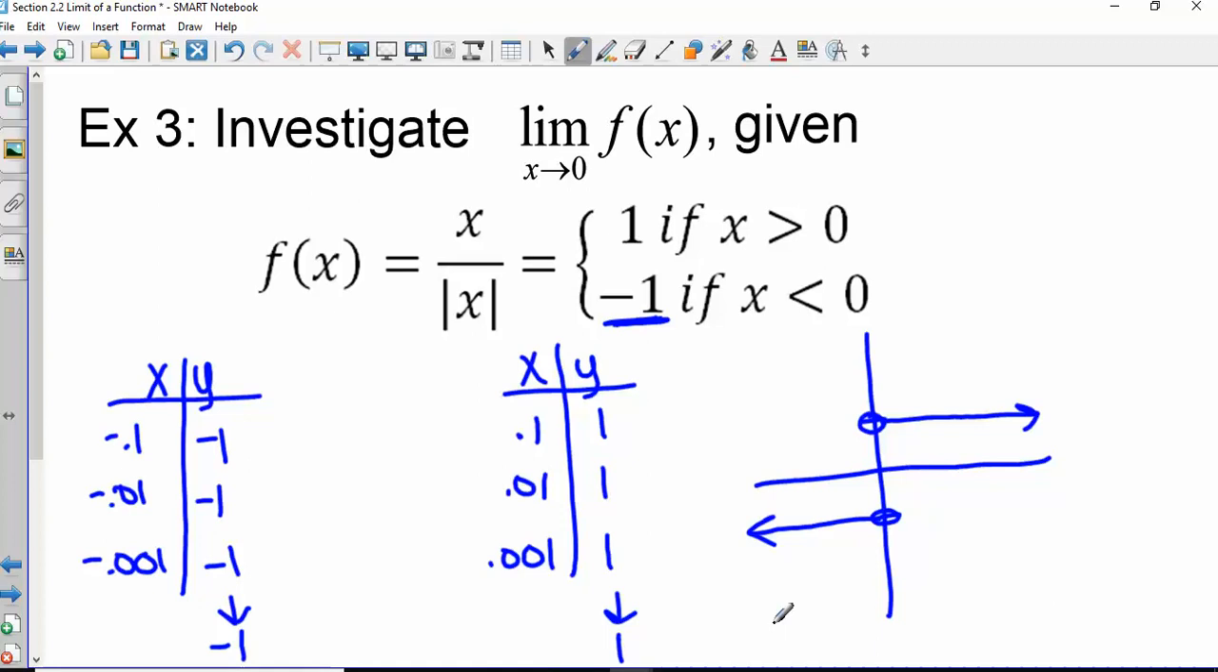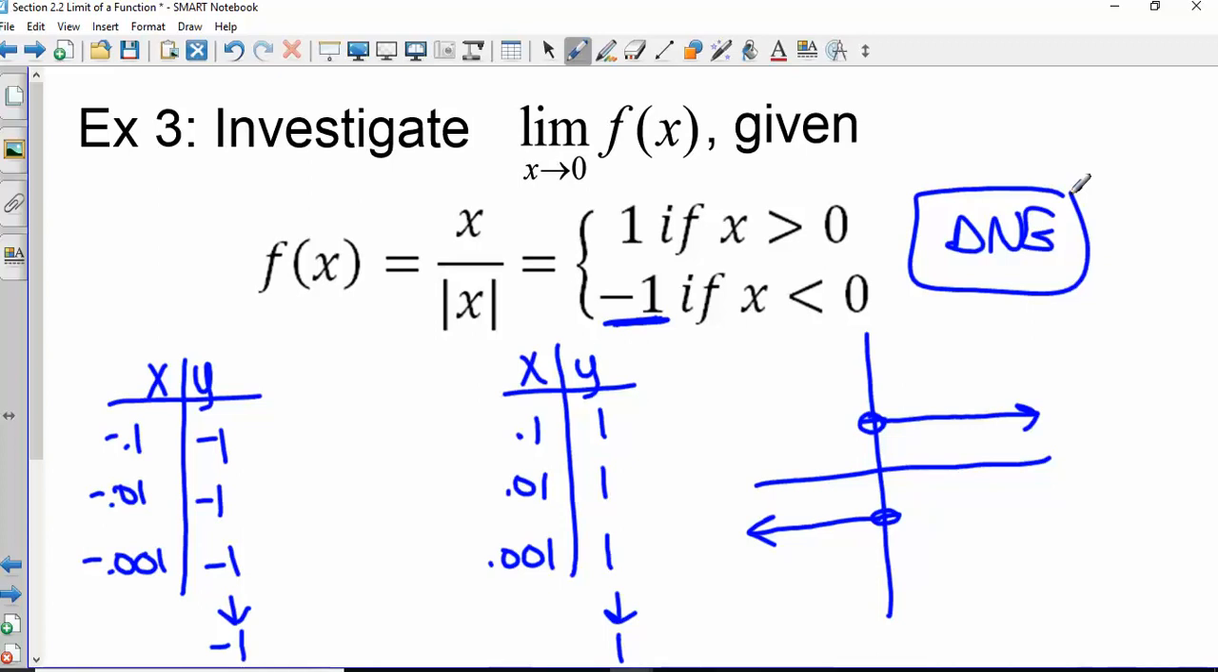Your limit says I'm getting closer to 0. That means I'm coming in from both sides. What's the problem when I do that? They're not together. We get two different answers. So this limit does not exist because you get a different answer when you're coming in from the left and the right.